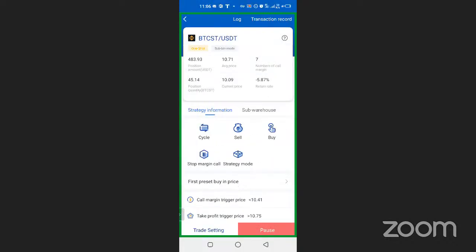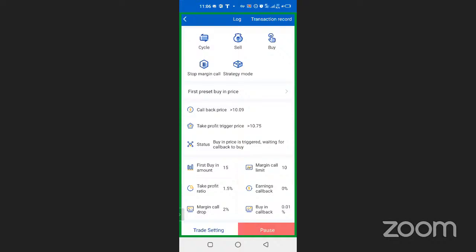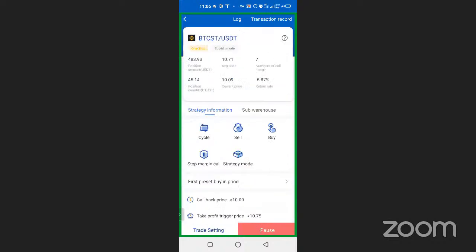Now let me just use this to show you. What's going to happen is, just watch my robot. The robot is listening to my instructions. You see, the buying price is triggered and waiting for the buying callback. Now my buying callback is 0.01. It means that my robot is going to make a purchase, meaning that it's going to buy the dip at the current price here.